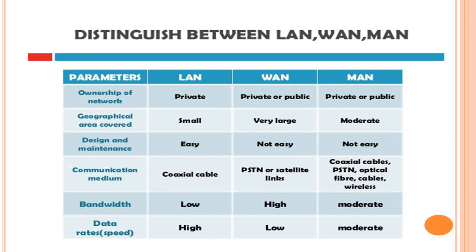Data rates, that is the speed. The speed of data transfer is in inverse proportion with the area covered. If the area is small, the data transfer is high. So, LAN has small area, so data transfer is high. Likewise, the area for WAN is very large, so data transfer is low. For MAN, the area is moderate and hence the data transfer rates are also moderate. So, this is about the different computer networks.